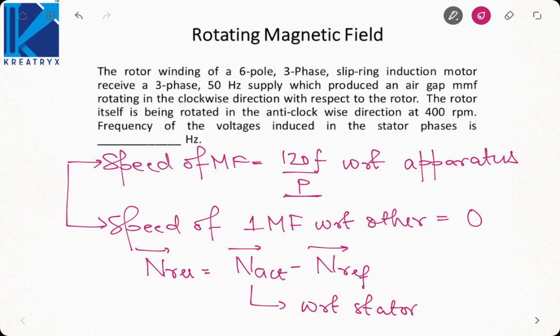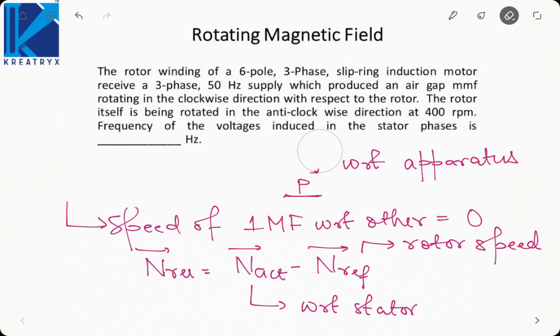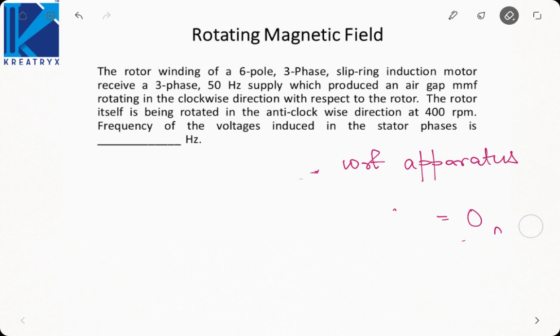What is meant by speed of reference? Suppose you are calculating speed with respect to rotor. So reference speed will mean the rotor speed. If you are calculating speed with respect to stator, reference speed will be the speed of stator, which is actually 0. If you are calculating with respect to stator magnetic field, the speed of reference will be equal to speed of stator magnetic field. Is it fine? So let us see the problem that is asked.